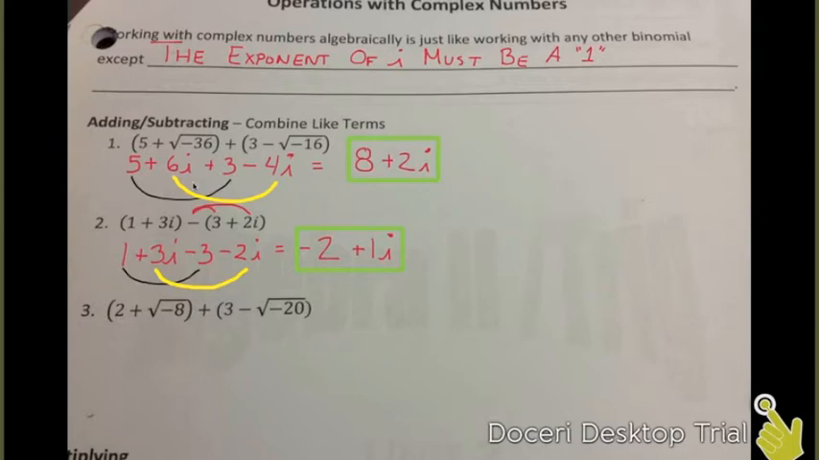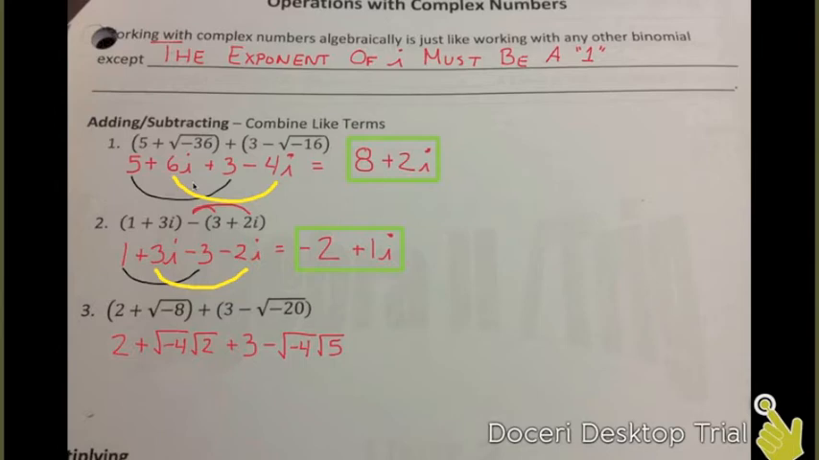Third one, getting a little trickier here. We want to simplify this down as much as we can, so let's break down the first set of parentheses. We're going to have our 2 plus, well, -8 can be broken up into the square root of -4 and the square root of 2. Plus, the second set of parentheses has a 3 minus, and -20 can be broken up into the square root of -4 and the square root of 5.